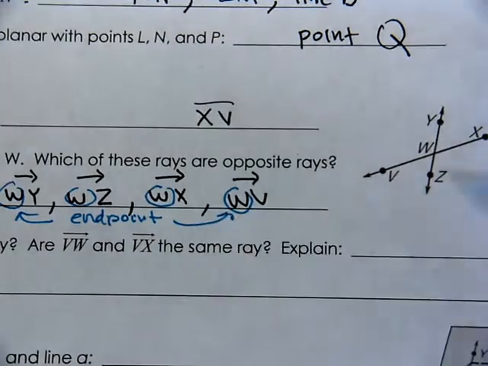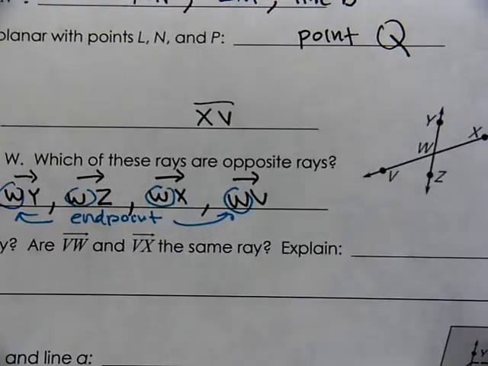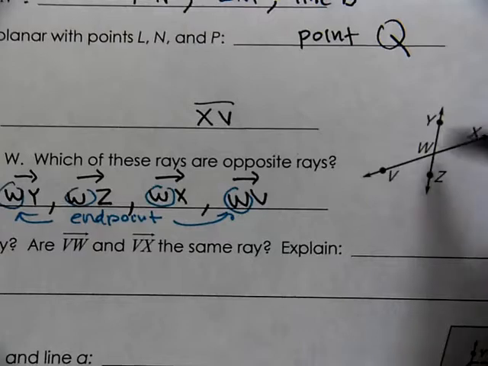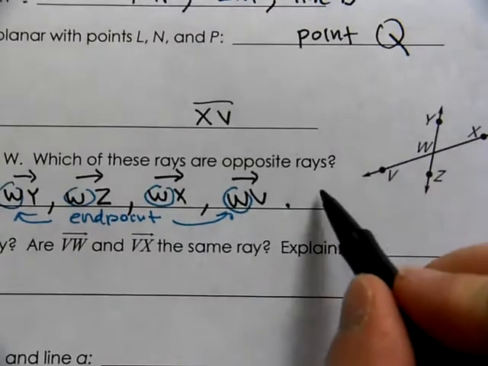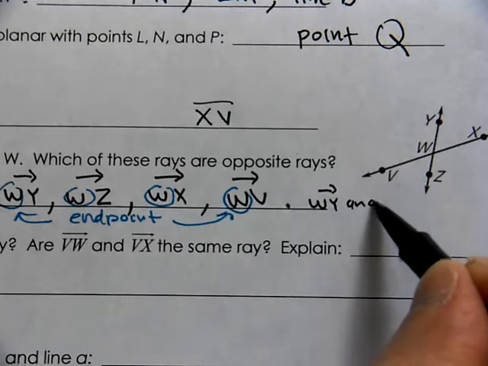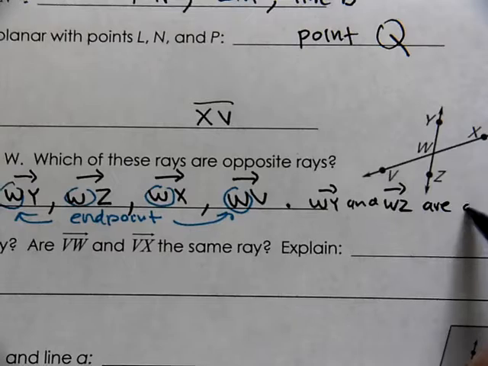That's what we're seeing here. There's a follow-up part to this question, and that says, which of these rays are the opposite rays? Opposite rays would be two rays that point in the opposite direction. So the ray going up, the ray going down, that's a pair of opposite rays. So I would say ray WY and ray WZ are opposite rays.